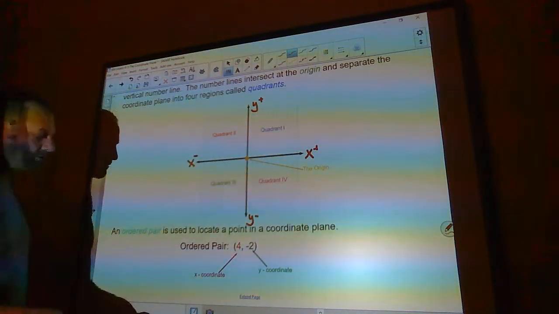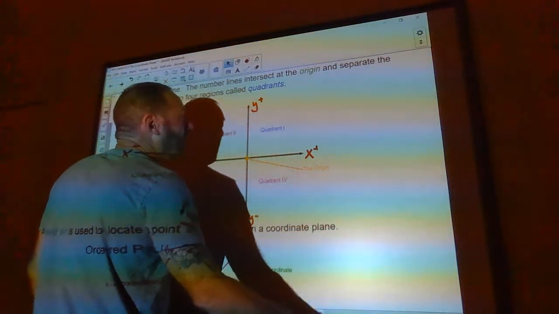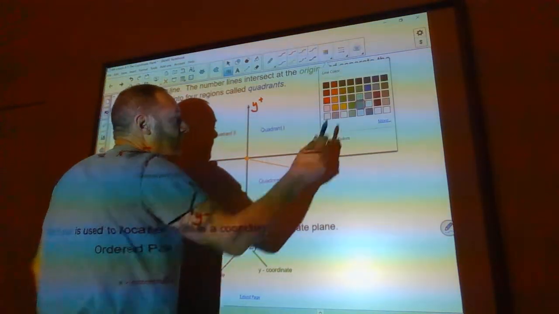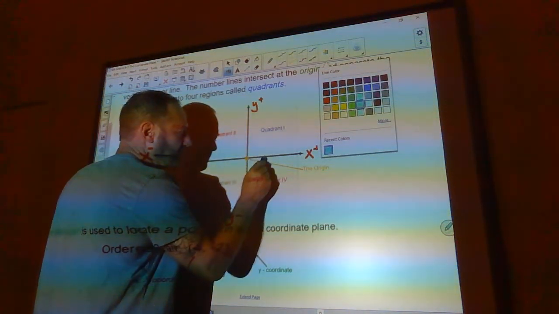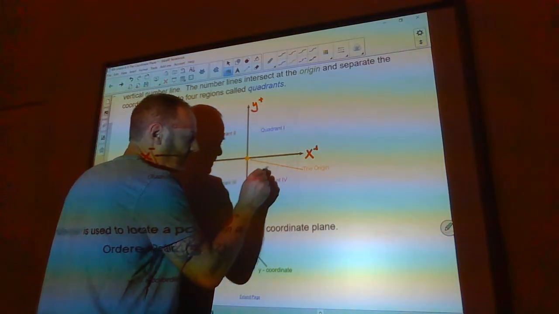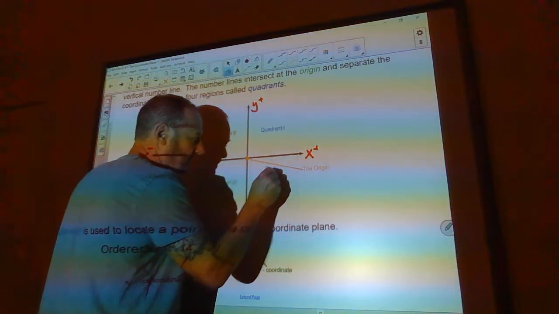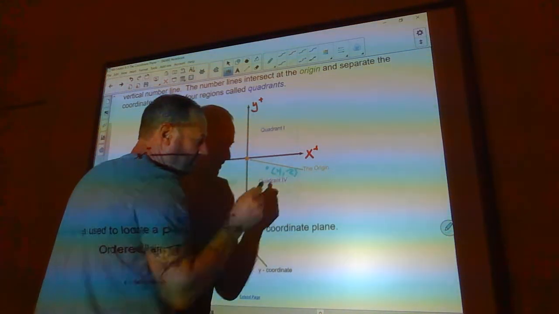Okay, so if I was going to graph this point right here, 4, -2, I would go 4 to the right, 1, 2, 3, 4, and down 2. And that would be my point, 4, -2.